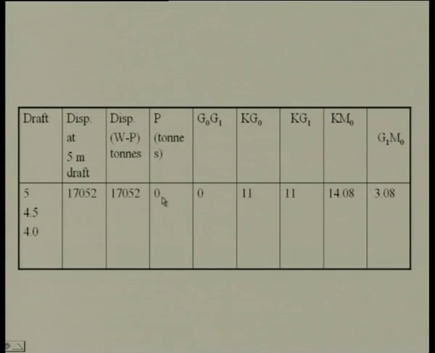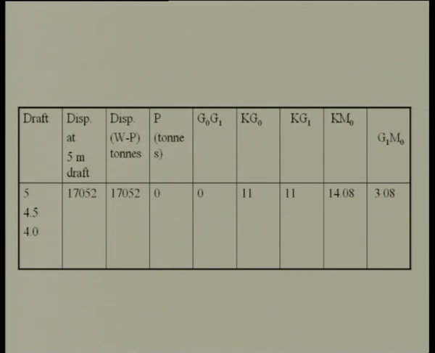Now, the problem is that you are given the hydrostatic data, you are given Km, without this you cannot do it. Okay, Km values are given, different values at different drafts. I did not write the whole value, but there is a big table. So, like this 14.08, 15.06, the Km 0 will come for different drafts. And now your question is, find out the draft at which the ship becomes unstable.